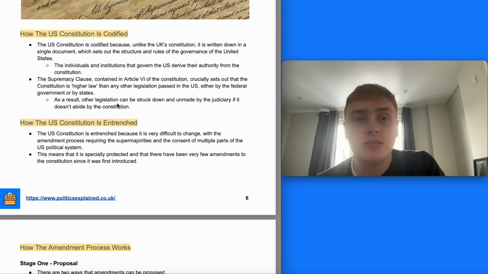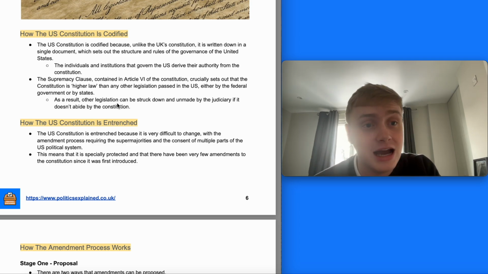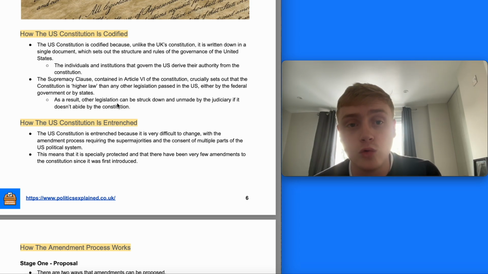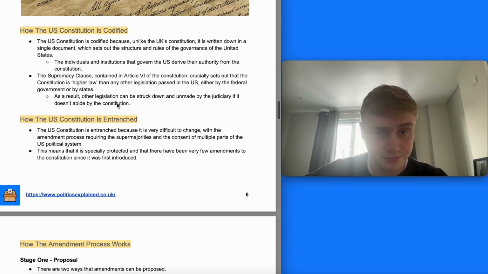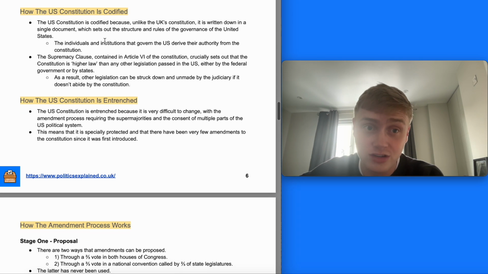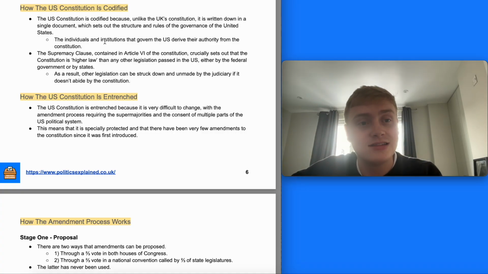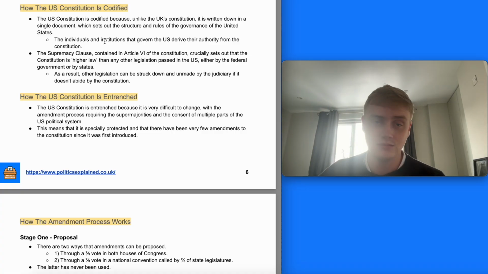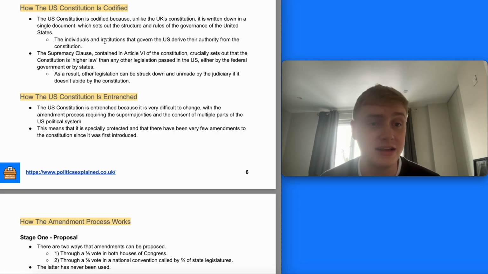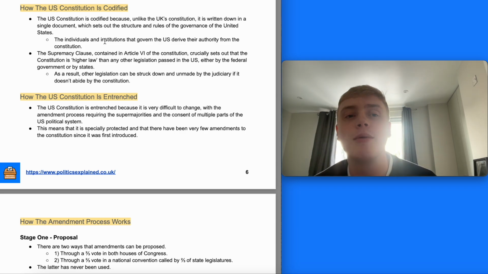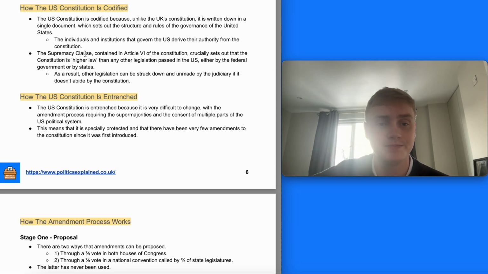So the US Constitution is codified because, unlike the UK's Constitution, it's written down in a single document which sets out the structure and rules of the governance of the US. The individuals and institutions that govern the US derive their authority directly from this written constitution. And the supremacy clause, set out in Article 6 of the Constitution, sets out that the Constitution is higher law than any other legislation passed in the US, either by the federal government or by states. And as a result, other legislation can be struck down and unmade by the judiciary if it doesn't abide by the Constitution. So codification really embodies the fact that it's written down in one law.